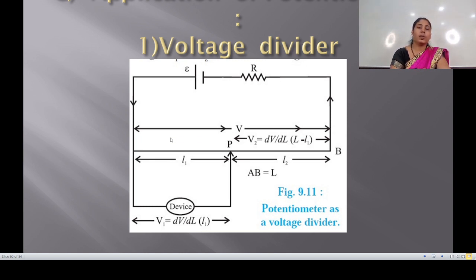Then the potential difference between P and B, V2, is equal to dV/dl times (L minus L1). So AB is equal to L and AP is equal to L1, so PB is equal to L minus L1. Then potential V1 is equal to dV/dl times L1. So this is the voltage divider arrangement of the potentiometer.